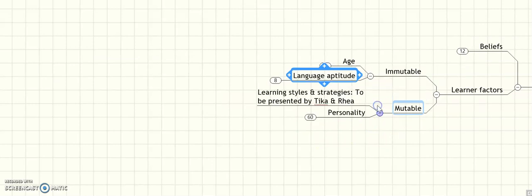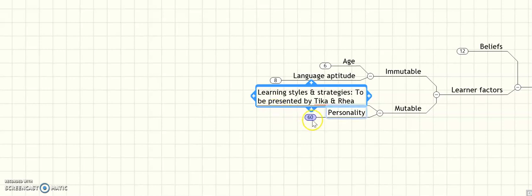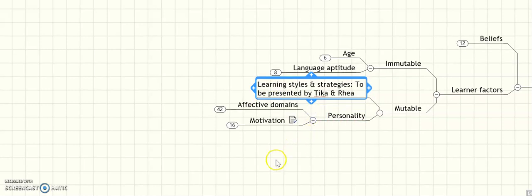Let's now look at the mutable learner factors. One or two of them are learning styles and learning strategies. This will be discussed by Tika and Rhea. Tika next week, and then Rhea the following week. And then we also have personality factors, which relates to affective domain and motivation.